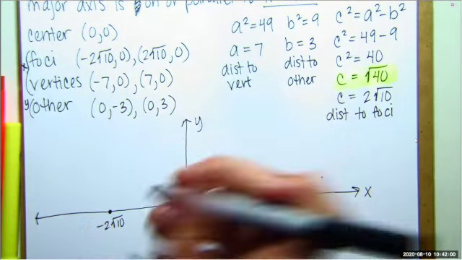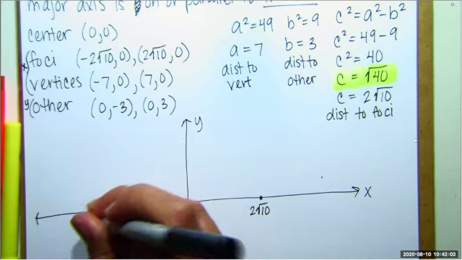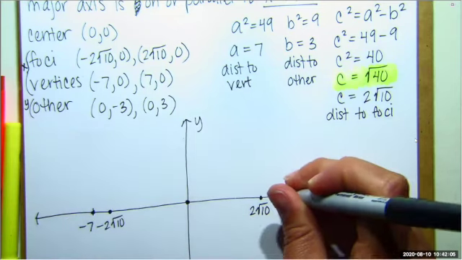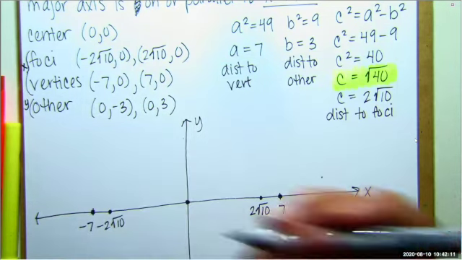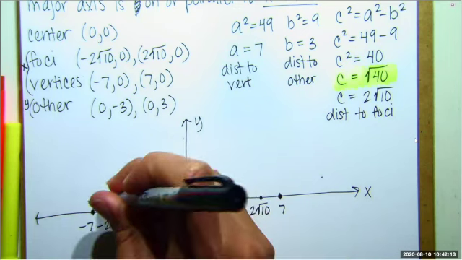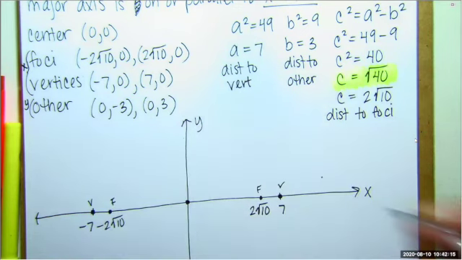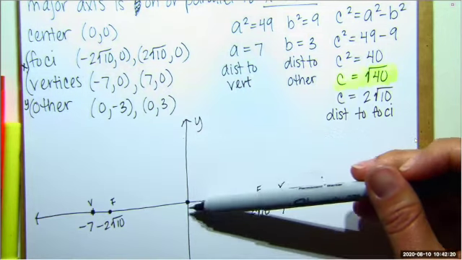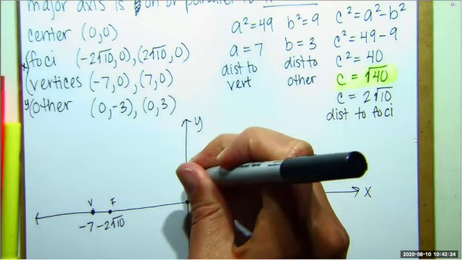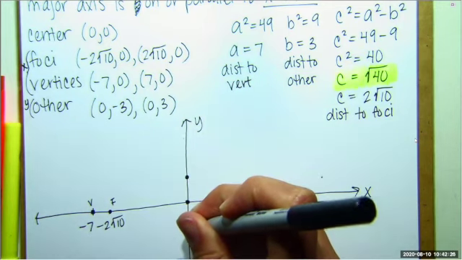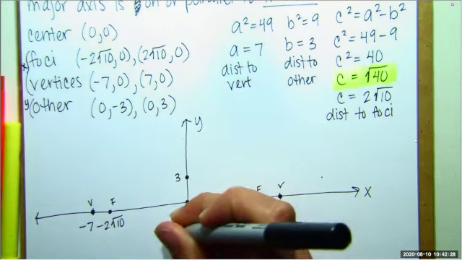The vertices are a distance of 7 away. So here's negative 7 and here's positive 7. And if it's helpful to you, you're welcome to label these points however you want. So if you want to put vertices, foci, vertices, you certainly can do that. The other important points we know from our center, if we go a distance of b in either direction, we get our points of intersection with the minor axis. So we should have these here at 3 and -3.